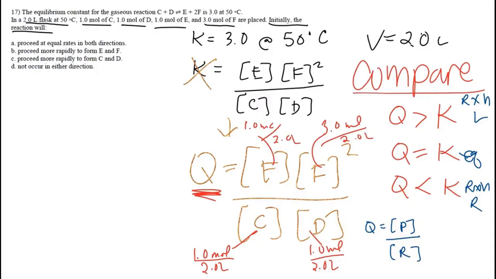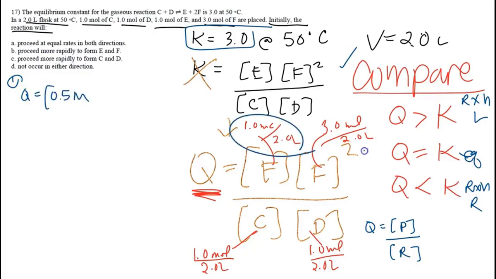So what we need to do, since we already have our K value, is use our calculations to find our Q value, and then we compare. Number one, let's go ahead and get our Q value. Now, 1 divided by our 2.0 is going to give us 0.5 molar. Of course, I'm doing the math here so I can get all of my concentration amounts.